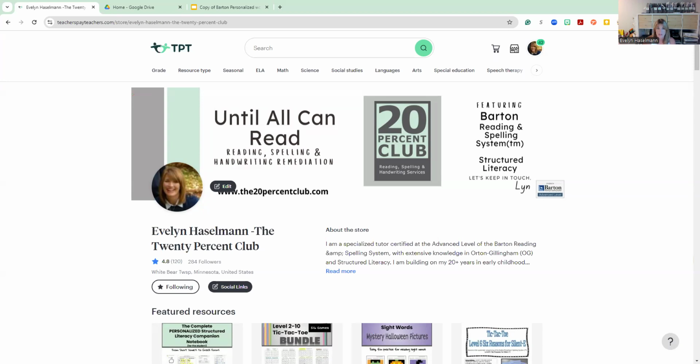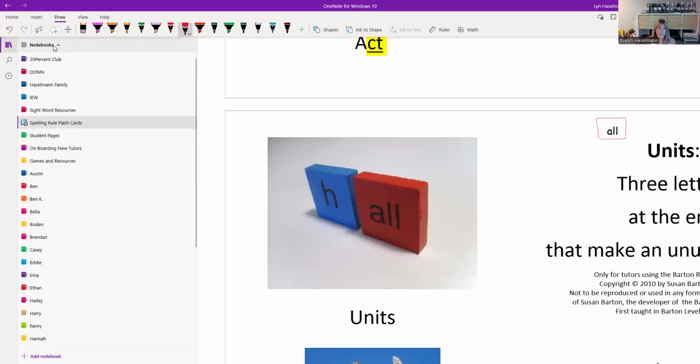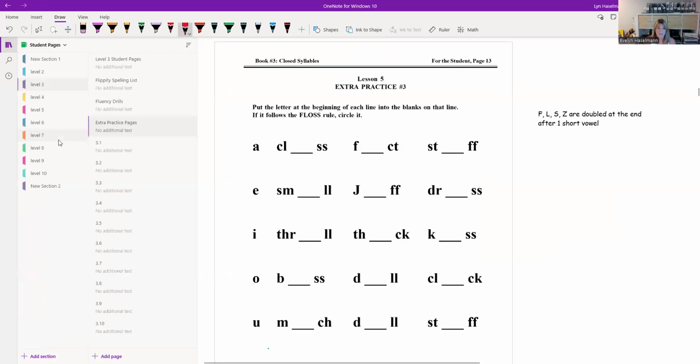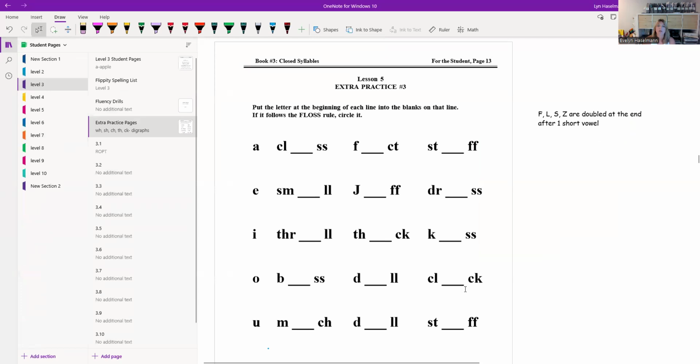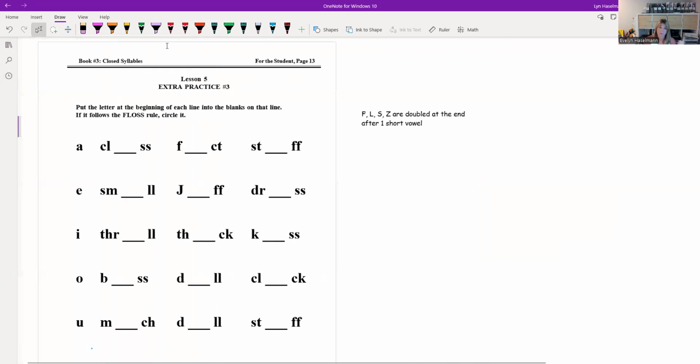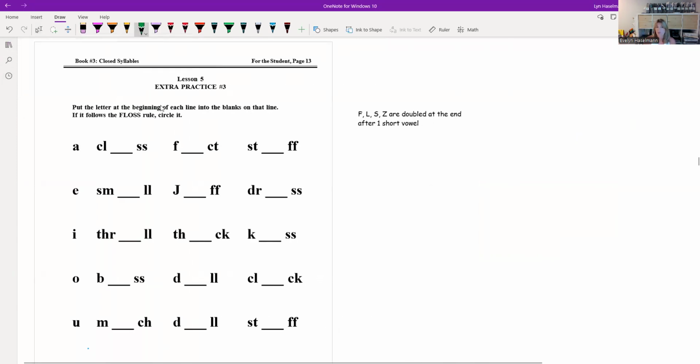All right, let's get into the new stuff we're gonna do today though. Let's go through the extra practice pages. So again, like always, we're gonna start with extra practice number 3. We will do numbers 1 and 2 in the session. Put the letter at the beginning of each line into the blanks on that line. If it follows the floss rule, circle it.